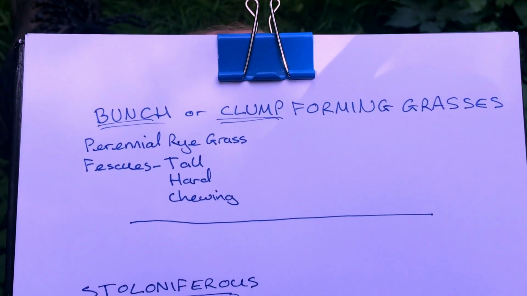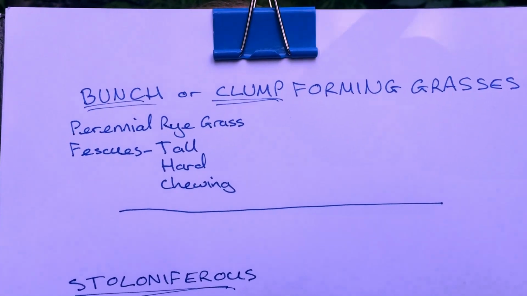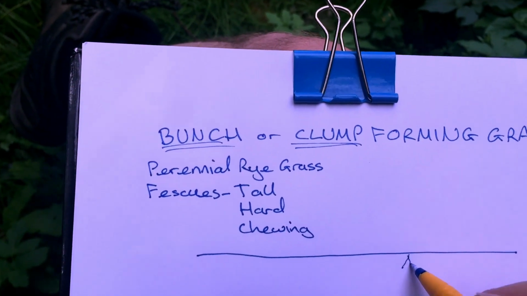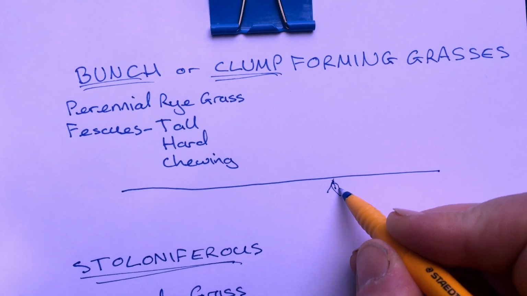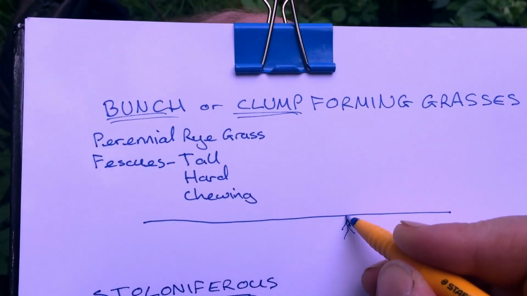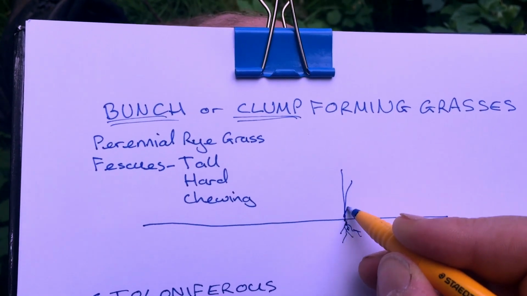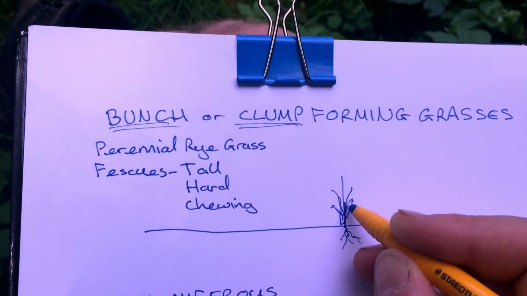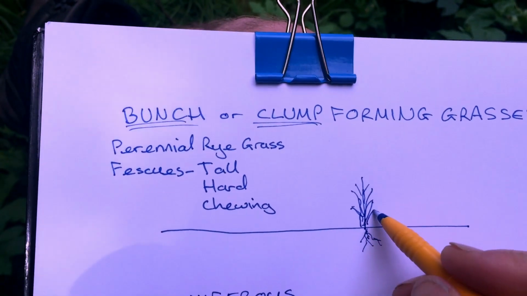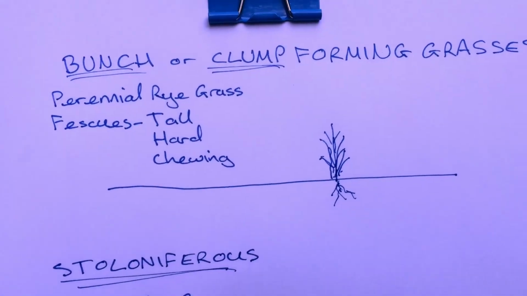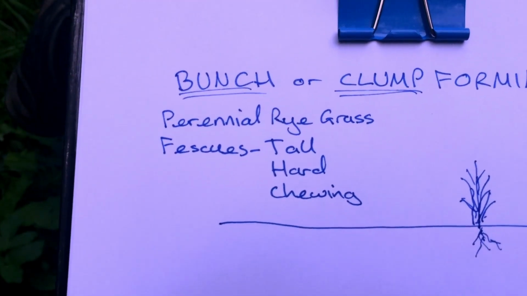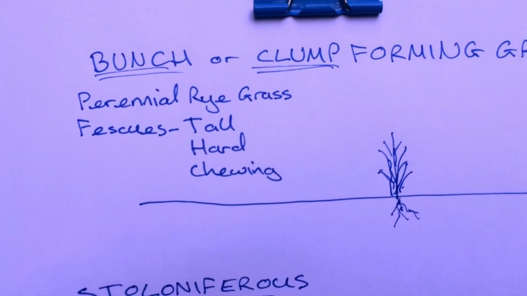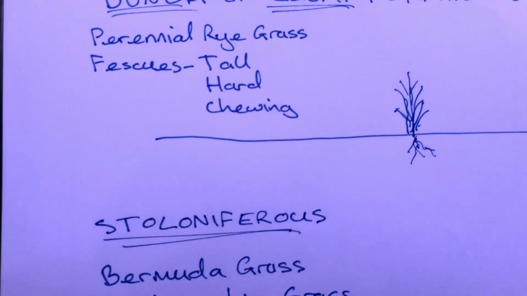into three main categories. So the first one's the clump-forming grasses. What they do is the roots go down here, and then you have one clump of grass that grows like that. It doesn't spread, it just grows from one point. And then you've got perennial ryegrasses and tall and hard fescues. Just a couple of examples of what they do.